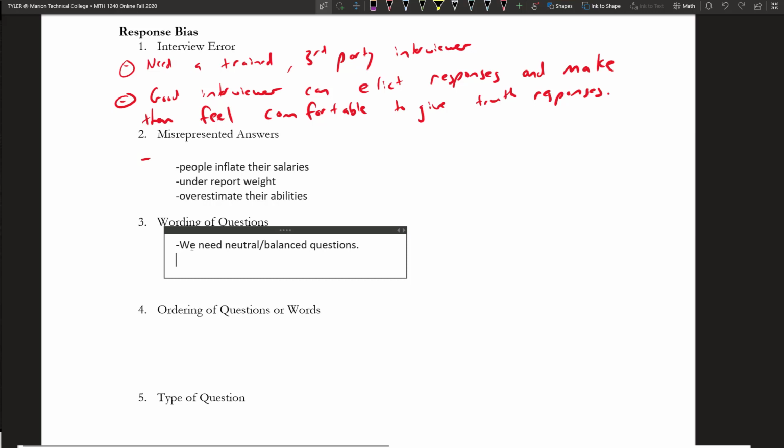So you want to have a neutral and balanced question, because the wording can persuade people to answer a certain way, right? Wording can persuade people to answer a certain way.